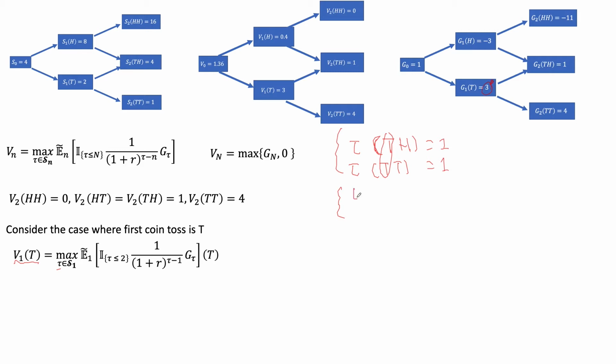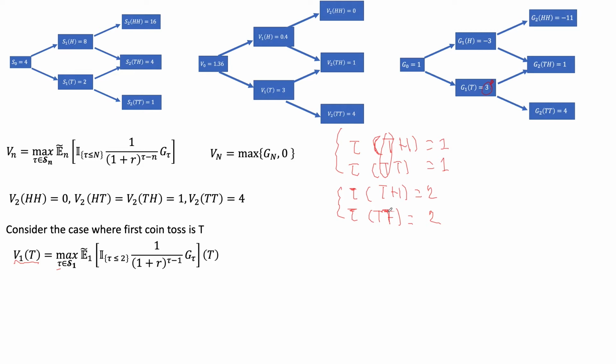So that means if τ_H is equal to 2, wait until the next period to exercise, or τ_T is equal to 2 as well, right? So just wait, don't exercise now, just wait and then exercise. So we need to find... I think these are the more realistic rules.